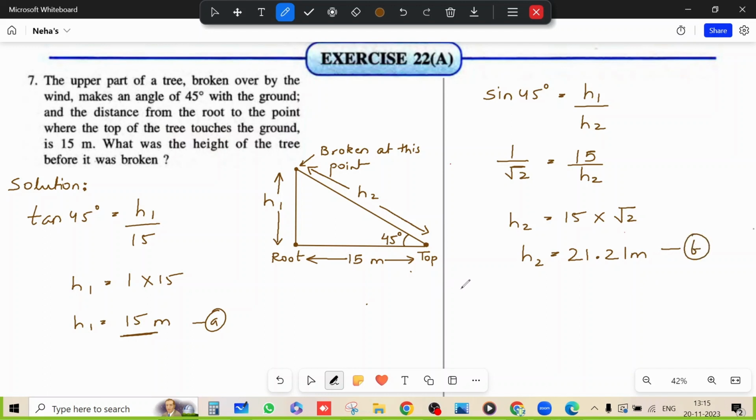Now, to find the height of the tree before it was broken, we will add the values h1 plus h2.